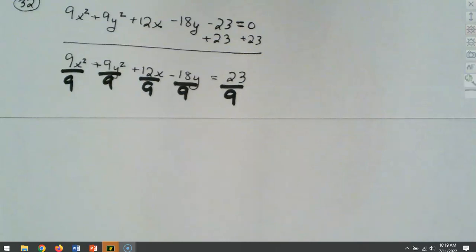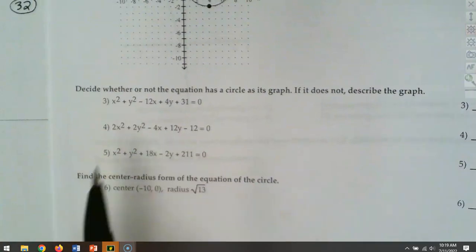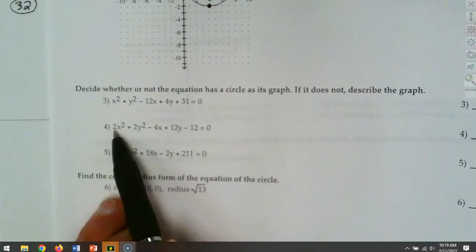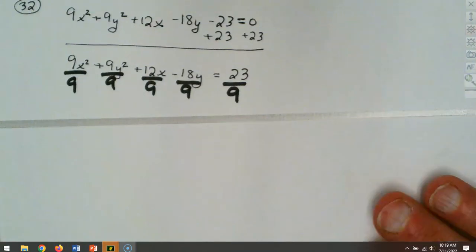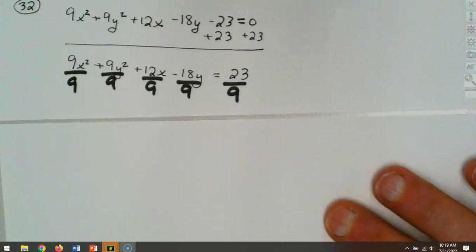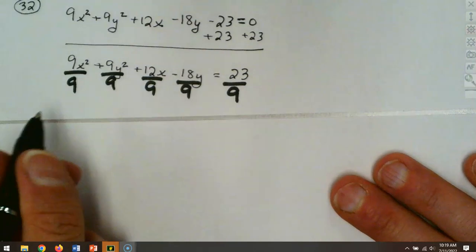Now, like in your homework, if we look at question 4 from your homework, this one we'd have to divide everything by a what? 2. And that was actually a little bit easier in your homework because it comes out to be whole numbers. This one actually gives us a couple of fractions. And that's okay because we can still work with them pretty easily. So now let's see what we've got.